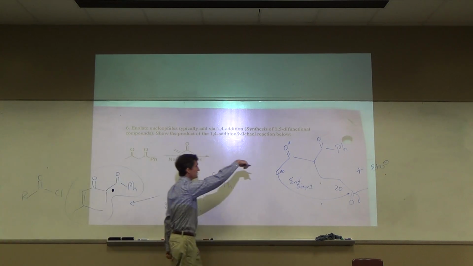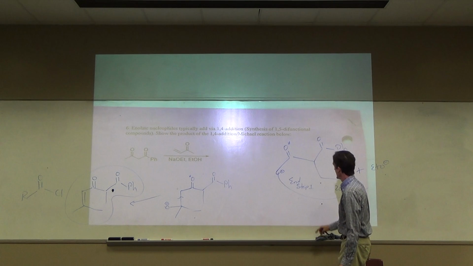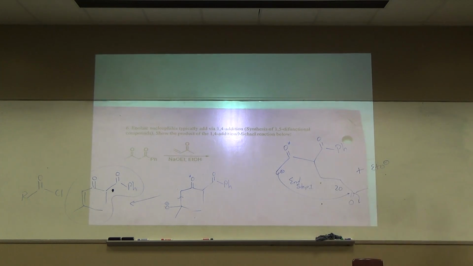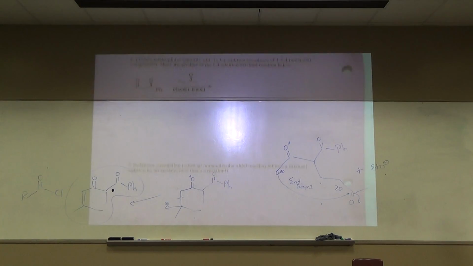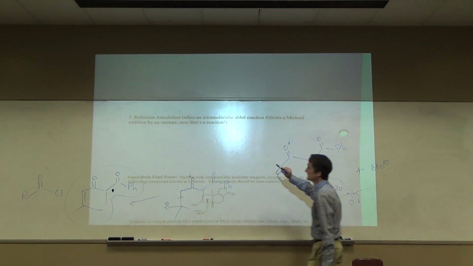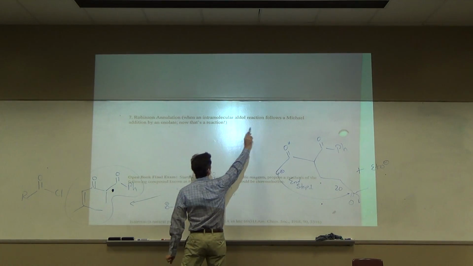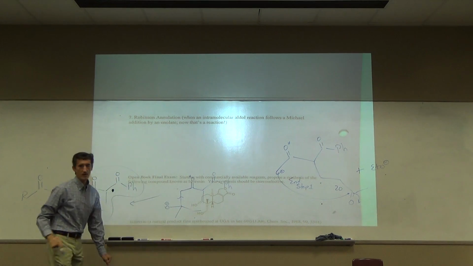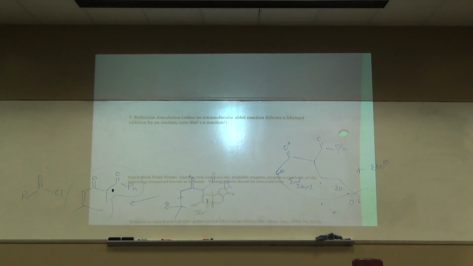A Michael addition, which is first, followed by an intramolecular aldol, altogether that's called a Robinson annulation. Annulation meaning we're making a ring. It's just a Michael addition of an enolate followed by an intramolecular aldol.